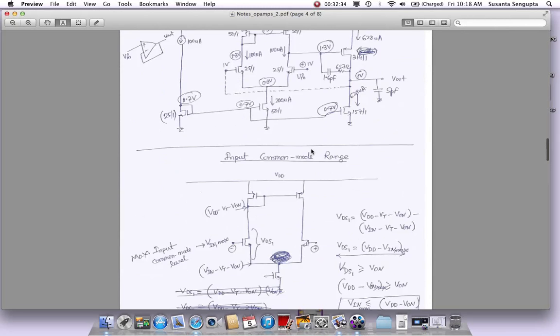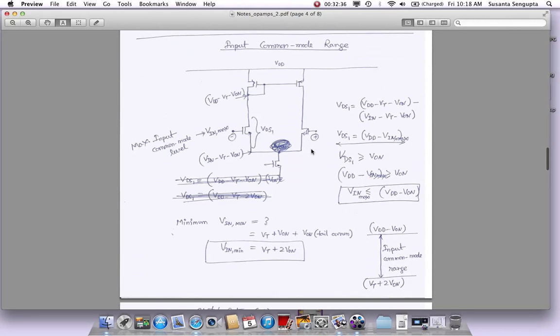Okay, so we have done that. Now, after we have done this design, let's go through some of the other things which are important for op-amps that we talk about. One of them is the input common mode range.